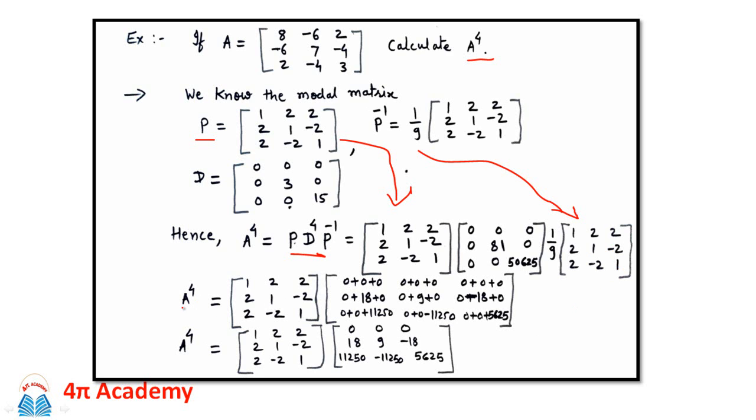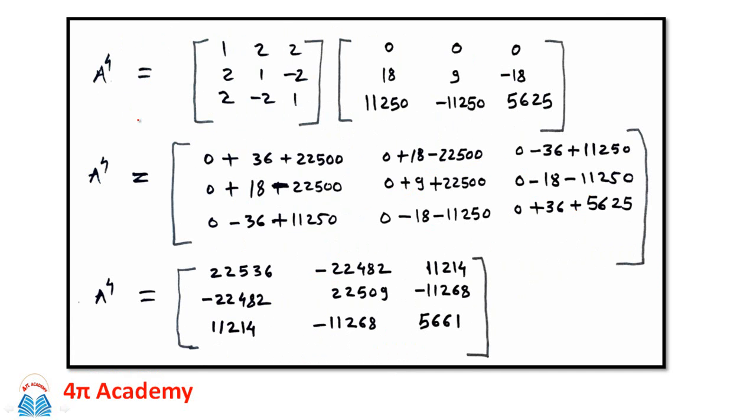So A raised to power 4 will be equal to, I keep this first P as it is and take the multiplication of these two, that is, multiplication of D raised to power 4 with P inverse. Then this is the multiplication of the two matrices. Then I will have the product of the matrix P with the matrix D raised to 4 into P inverse. So this way we can solve this and we get the value of A raised to power 4, which is the answer.